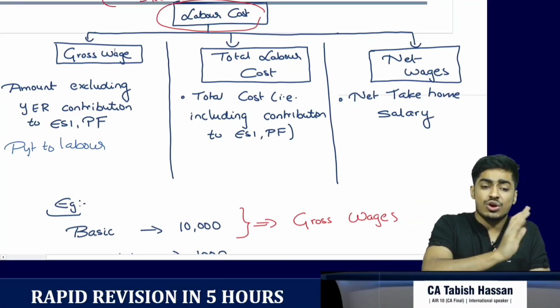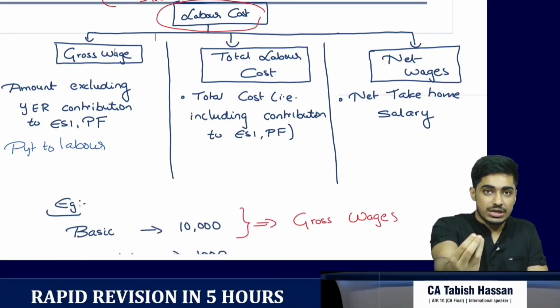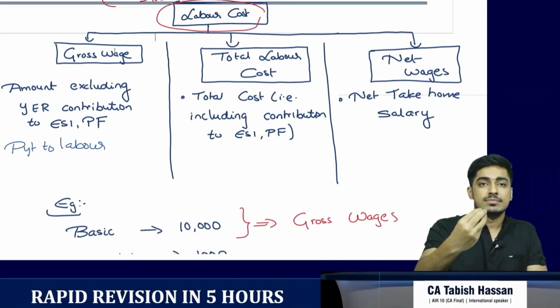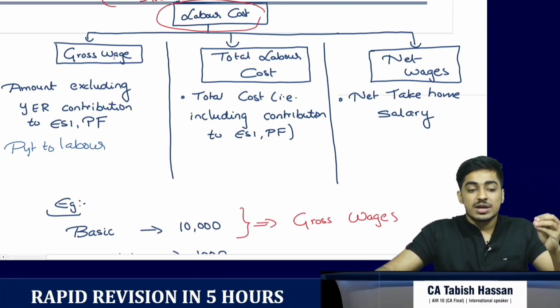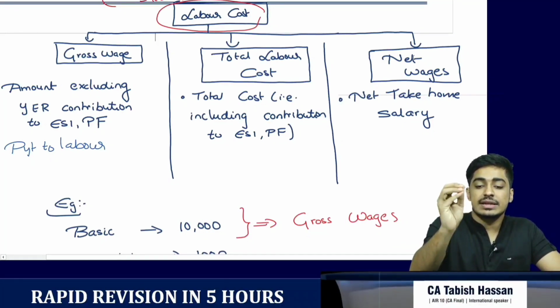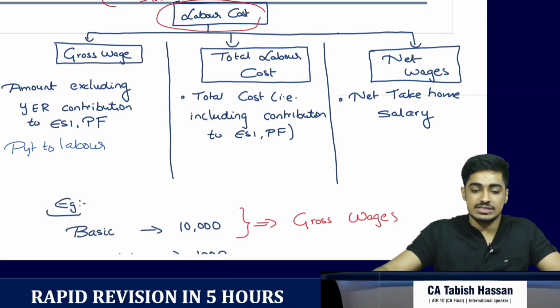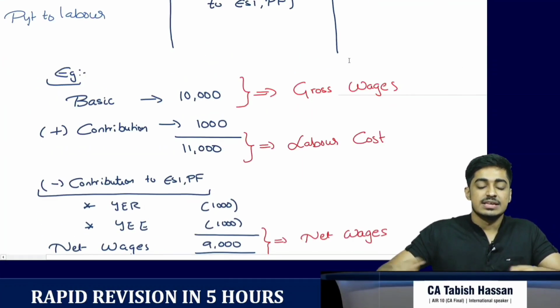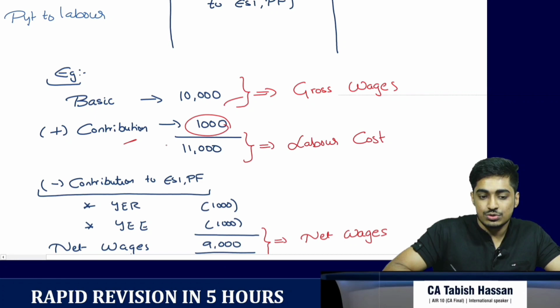And then what is gross wage? Gross wage is the amount the employer is paying to the employee, the amount the employer is incurring for the employee. This is the total labor cost minus contribution to ESI and PF. And then net wage. What is net wage? It is the total net take home salary, what the employee finally gets in his pocket. That is net wages. So we have an example here. Say basic, DA and everything included is 10,000. Then we have contribution by the employer of 1,000 rupees. So the total is 11,000.